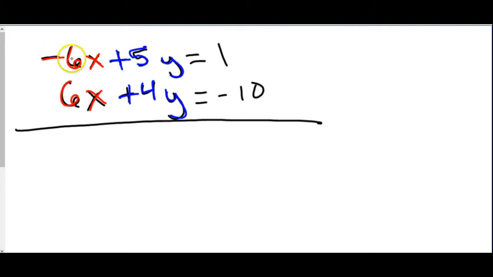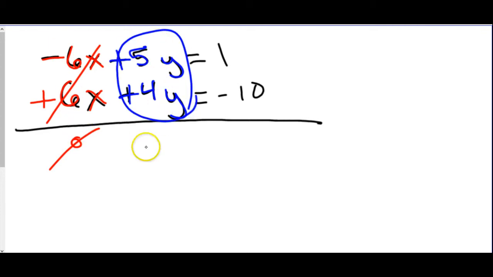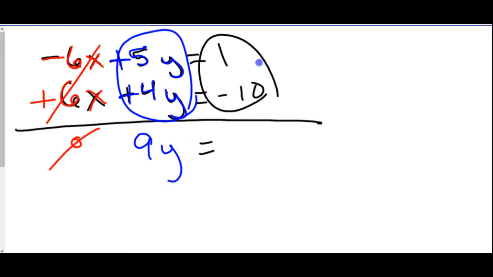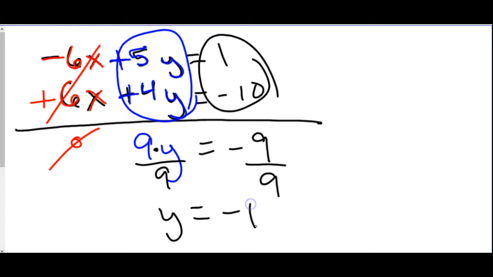So since they are opposite signs, the best option is to add them together. A negative 6 plus a 6 is a 0, which means basically it goes away. Since we've decided to add them together, now we add each column. 5 plus 4 is 9y. 1 plus negative 10 is negative 9. Then we go and solve this. To get y alone, this is really 9 times y, so we have to do the opposite and divide. We get y equals -1.